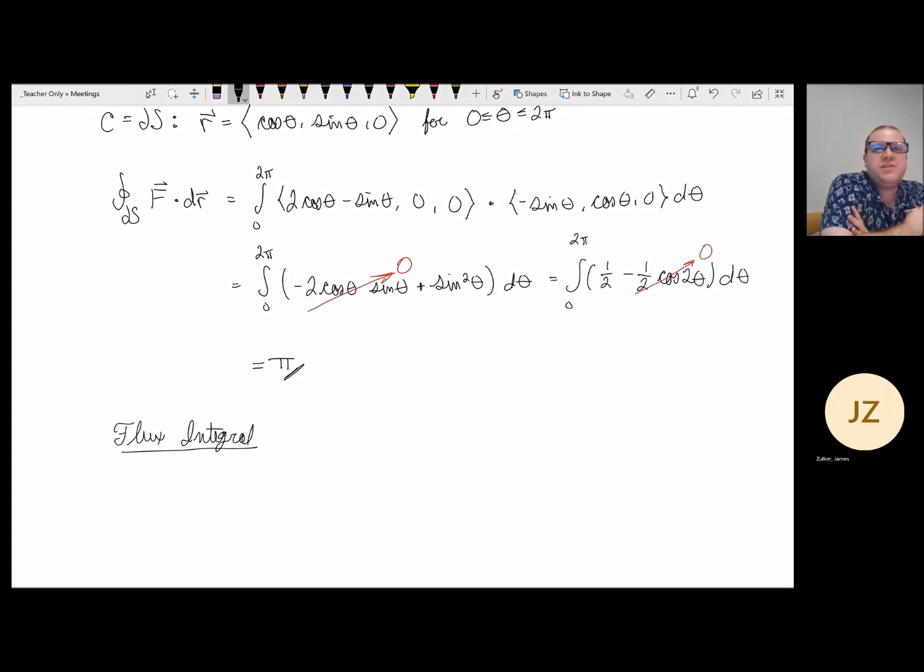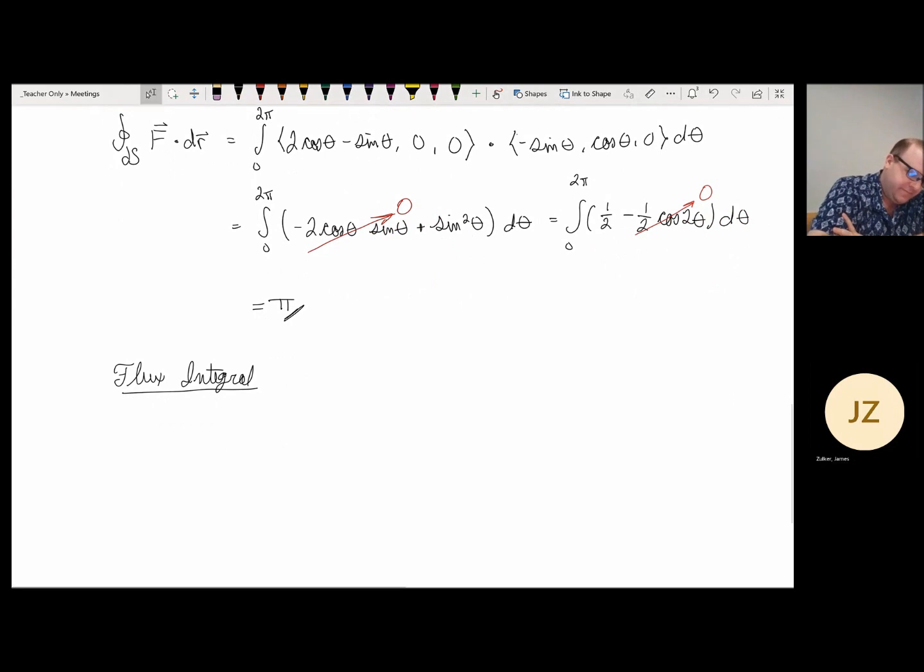Flux integral, the surface integral. We need to parameterize the surface. Well, it's just the parameterization S of 1. Remember, that's cosine theta sine phi, sine theta sine phi, cosine phi.